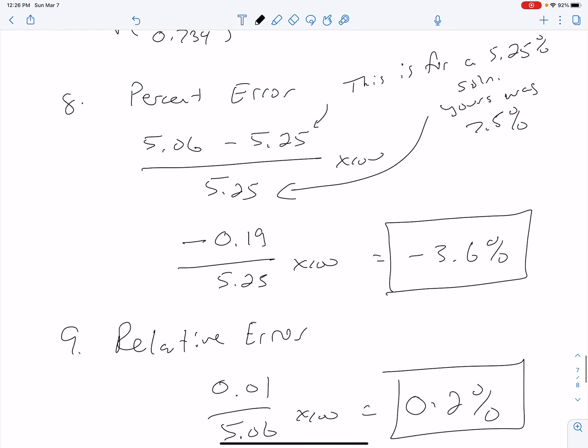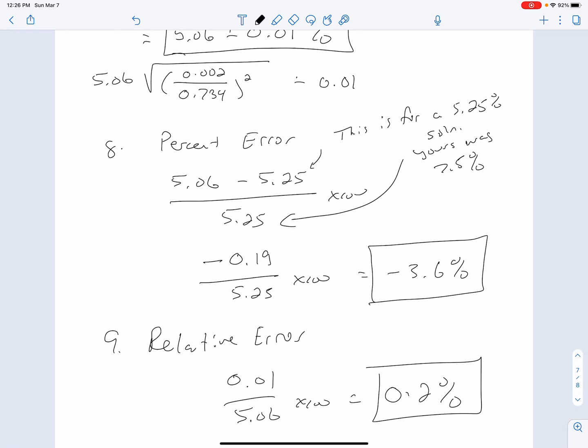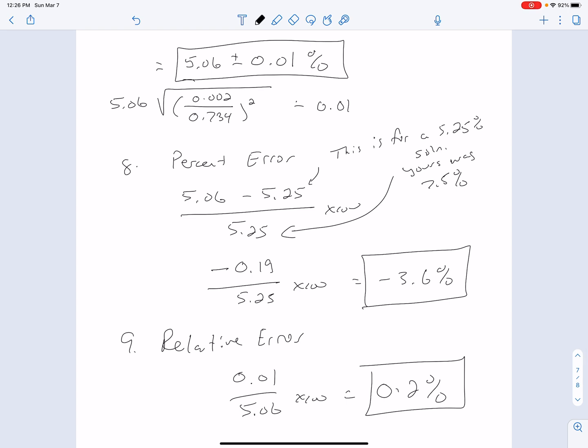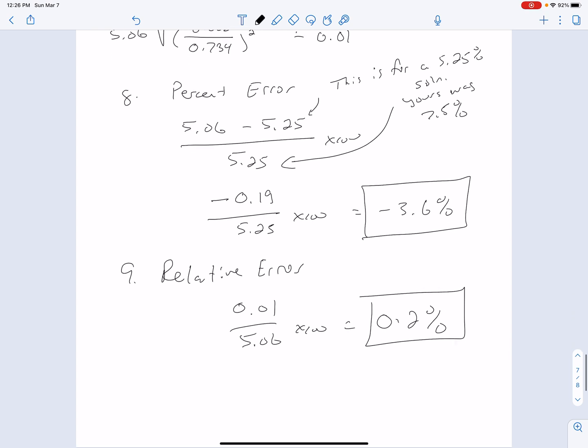In the relative error, again, I used the percent of bleach. I got the 0.01. This comes from, if you look back up to that 5.06, 0.01 over 5.06 times 100, 1 sig fig, 0.2%. And I think that's it.